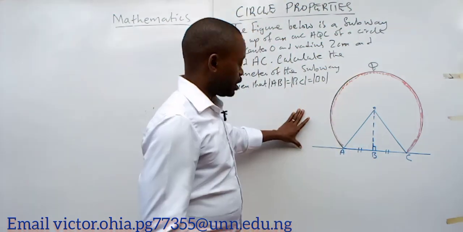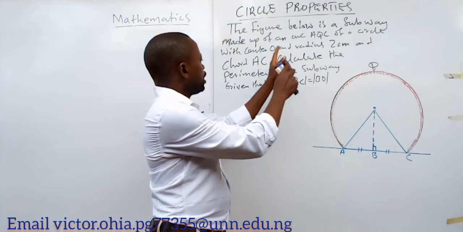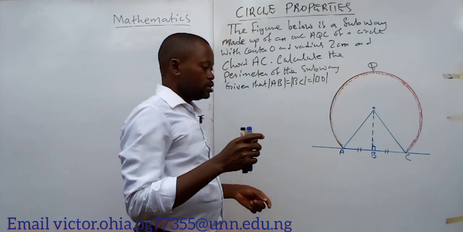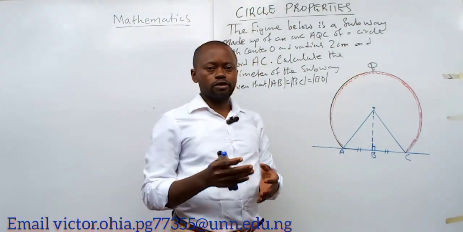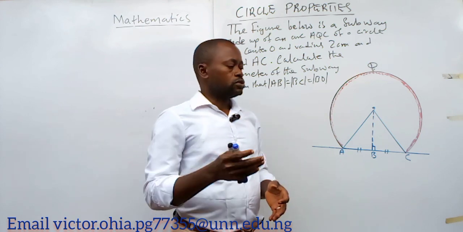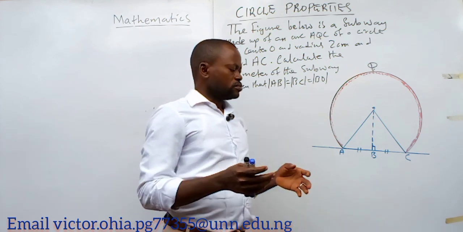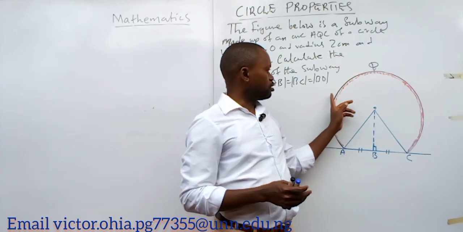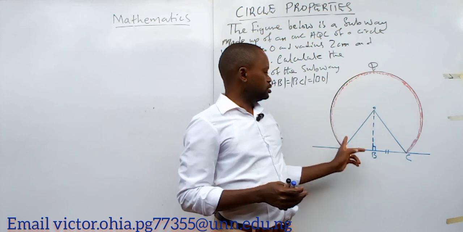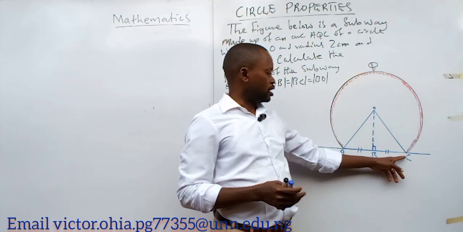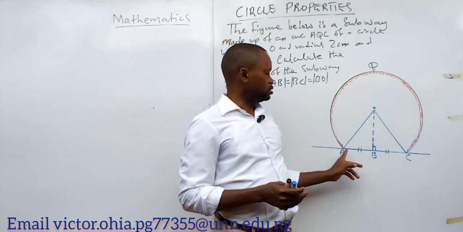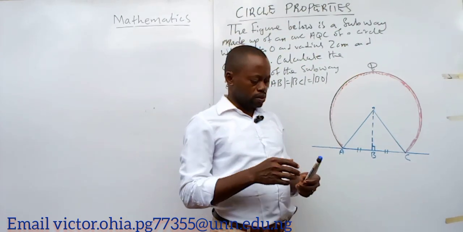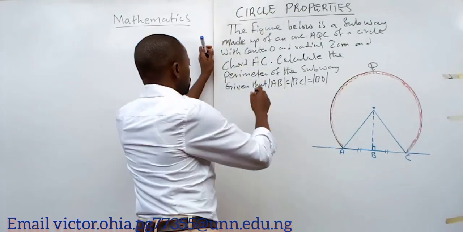So in this particular question, we are asked to calculate the perimeter of this subway. Now, you know rightly that perimeter is just the distance around an object. So whenever we are talking about the perimeter of a thing like this, we'll be talking about the length of this major arc AQC, and the length ABC, which is the length of that chord there. We will take it one at a time.